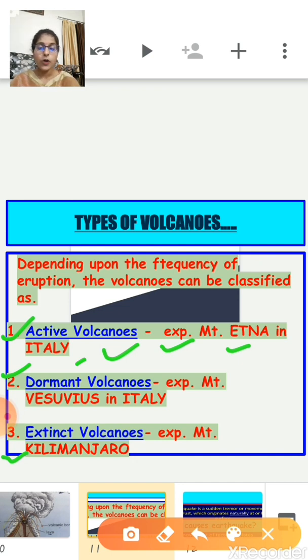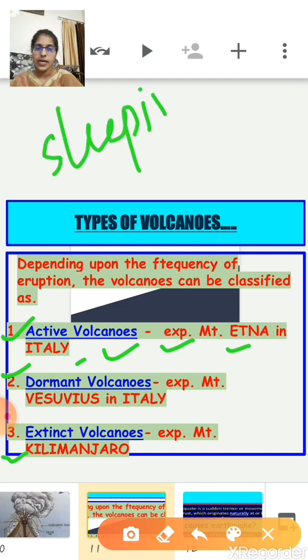Second one is the dormant volcanoes. Certain volcanoes which have not erupted for a long time are called dormant volcanoes. These volcanoes are also called sleeping volcanoes.